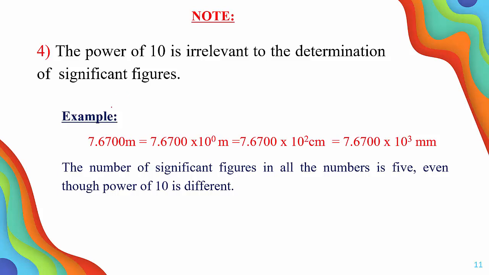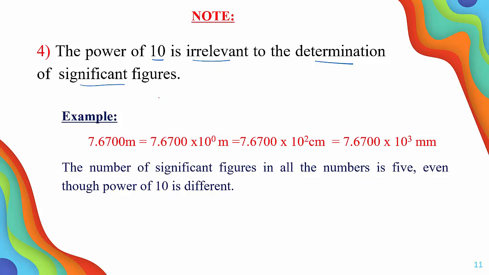Is it clear? Now the fourth point, the power of 10 is irrelevant to the determination of significant figures. That means 10 raised to 5, 10 raised to 0, 10 raised to 1. The power of 10 is not connected to the determination of significant figures. Whatever may be the power of 10, we are not going to consider it in finding the significant figures. It is not connected to significant figures.